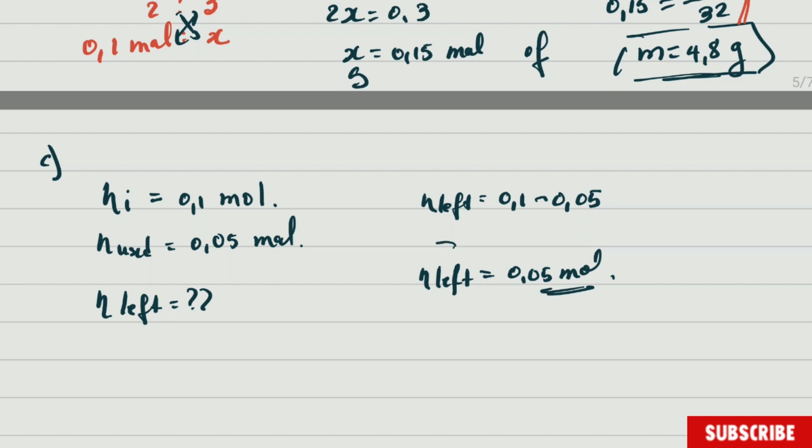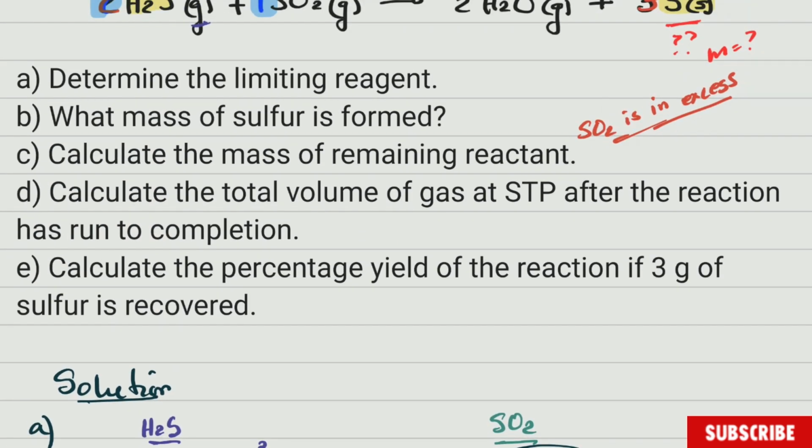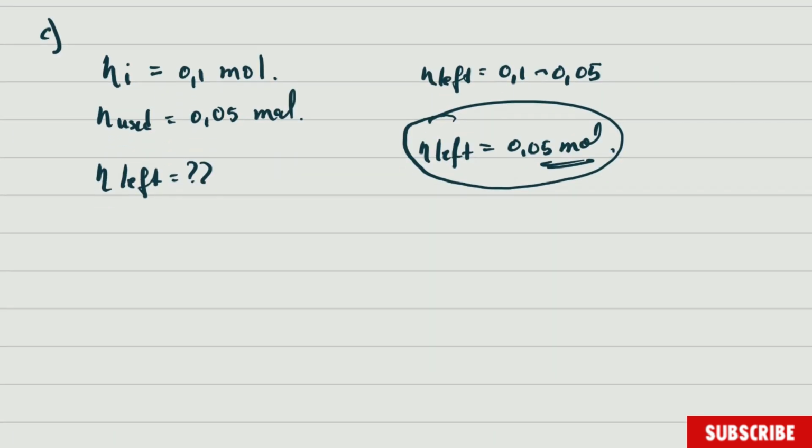So this one is the number of mole that is left, but they don't want the number of mole, they want the mass. Look here, the question says calculate the mass of remaining reactants. So all we have to do now is from here calculate the mass. And how do we calculate the mass? With the formula guys. Number of mole is equal to mass divided by molar mass. Remember which one is in excess? We're working with the sulfur dioxide. This one is for sulfur dioxide, SO2. So here we are. This is the formula we're going to use.